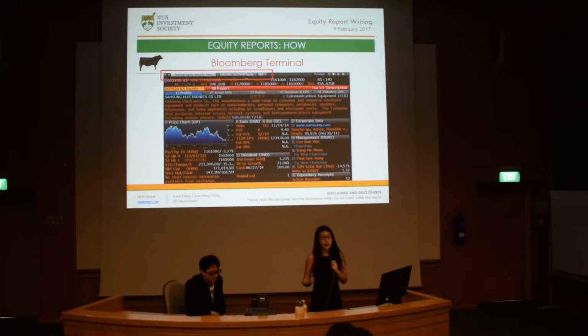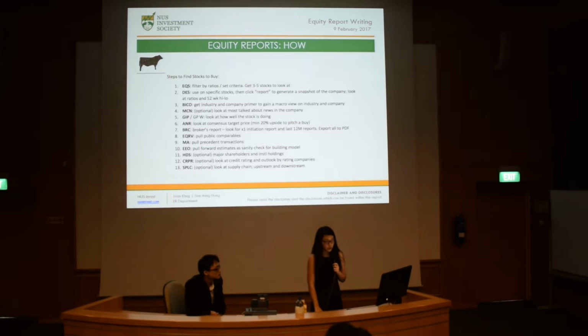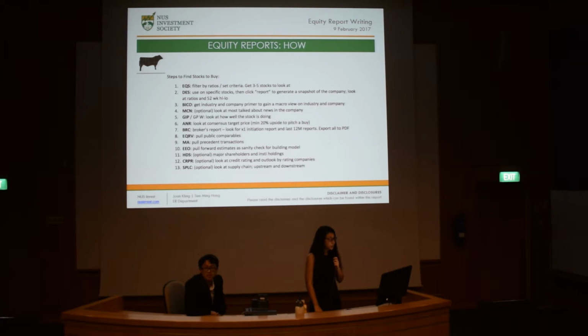You could also find this from other sources to double check, but Bloomberg kind of condenses this all in the page. These are some shortcuts you could use. The most important that we look at is the description, BICO, ANR, BRC, EQRB. EQRB is what you can use to find your public comparables. If you'd like to see what the industry looks like, this is one way you can go and compare all of them based on different valuation multiples, like your PE ratio, and some of the financial ratios that Crystal and Jiren mentioned last Thursday.